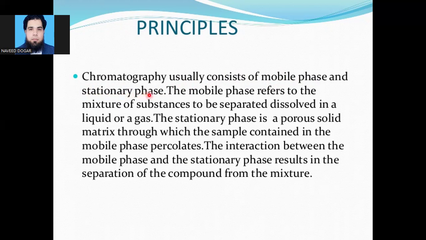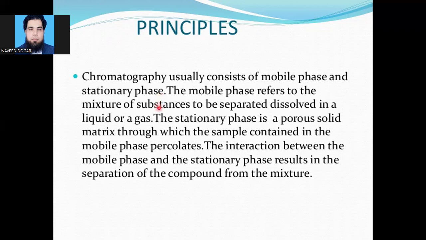Basically, when the components of a mixture are passed through these two phases, mobile phase and stationary phase, they get distributed between these two phases. When the components have great affinity for the stationary phase, they prefer to remain in the stationary phase, and those components which have greater affinity for the mobile phase prefer to remain in the mobile phase. So in this interaction, the separation of the components takes place.